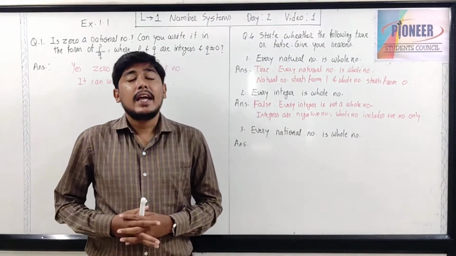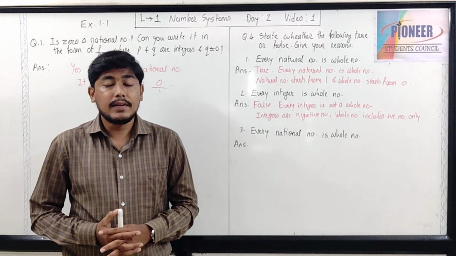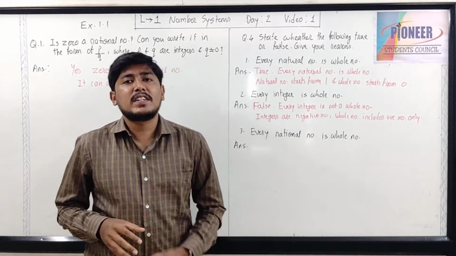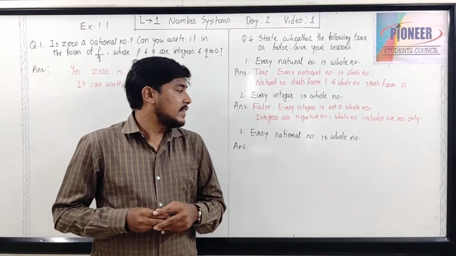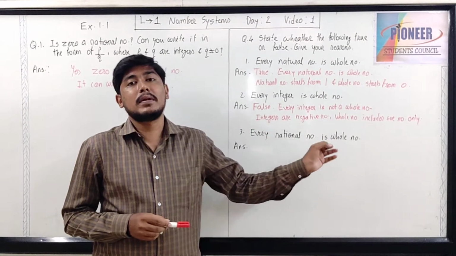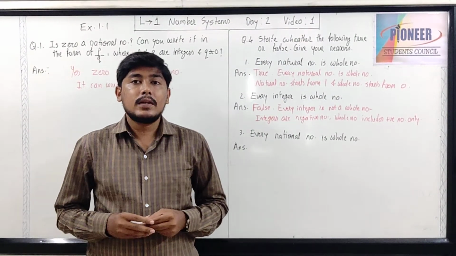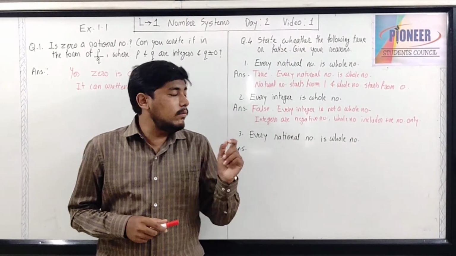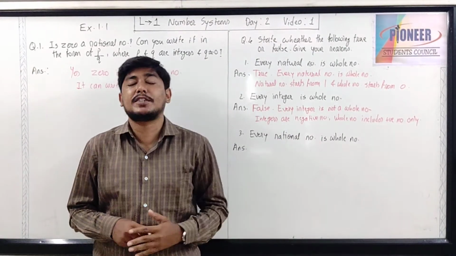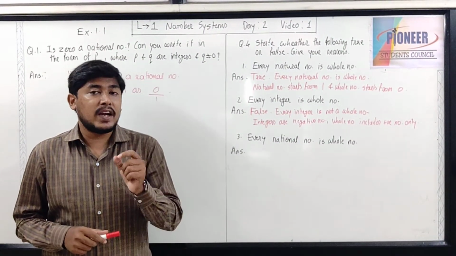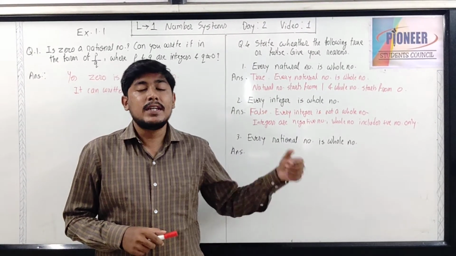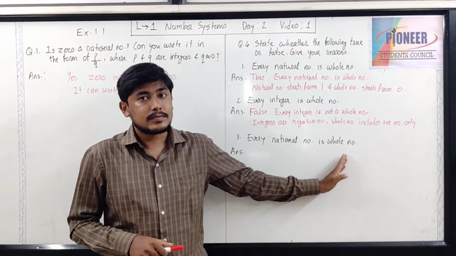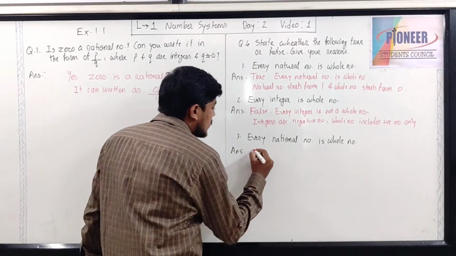Next, third one. Every rational number is a whole number. Now, see, what is the definition of a rational number? A rational number is a number which can be written in the form of P upon Q, where Q is not equal to 0, but P and Q are integers. If the components of a rational number, the numerator and denominator, can be integers, then how can it be included in whole numbers? So the given statement is false.